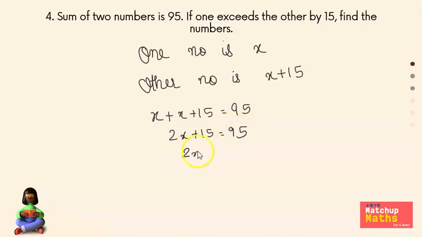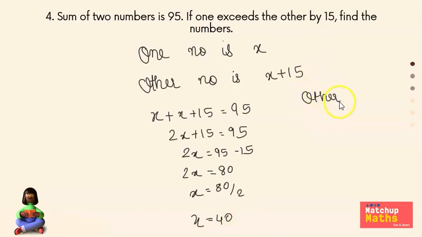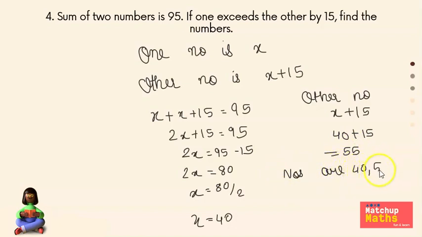So we get 2x is equal to 95 minus 15. So we get 2x is equal to 80. So x is equal to 80 by 2. So we get x is equal to 40. See, we got one number, that is 40, but we need to find the other number. So the other number will be x plus 15. So it is 40 plus 15. So we get 55. So the numbers are 40 and 55.